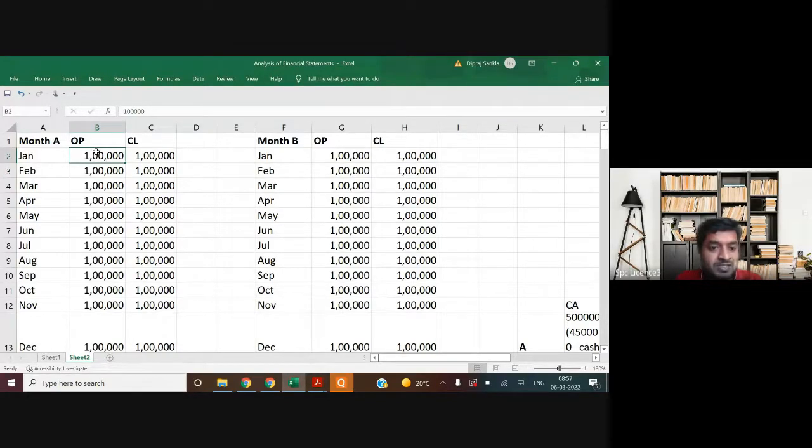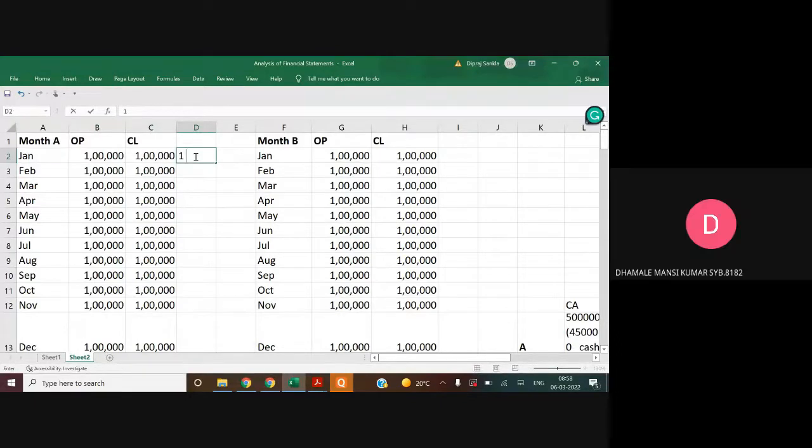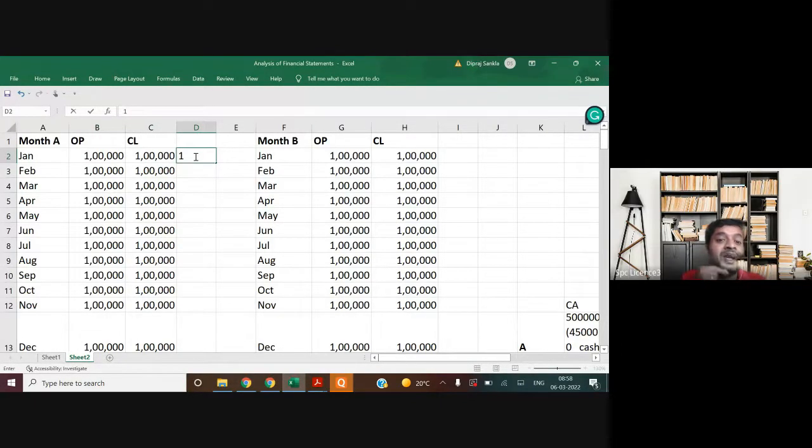How many times stock has been replaced in the month of January? Only one time, beta. The stock received on 31st January, is it sold in January? No, sir. It means only one time stock has been replaced, na? Yes, sir. Only one time stock has been turned over in the month of January, right?